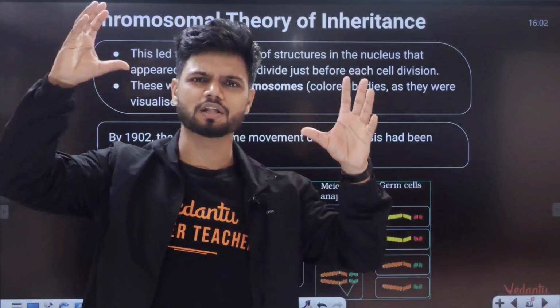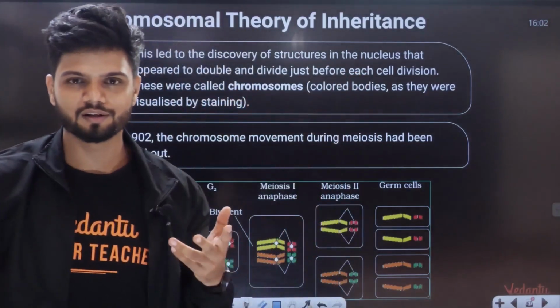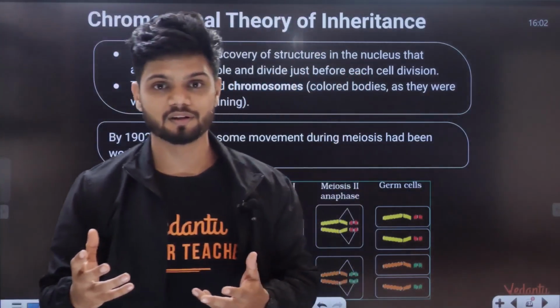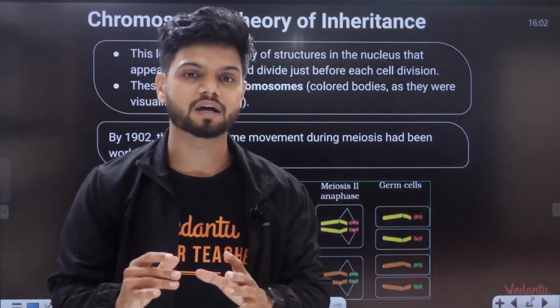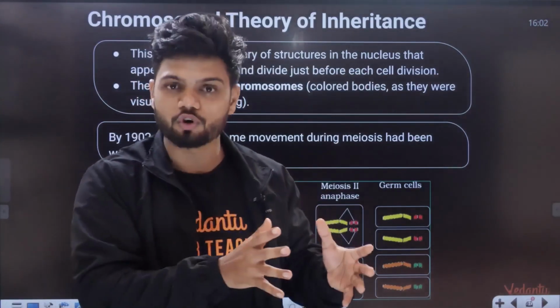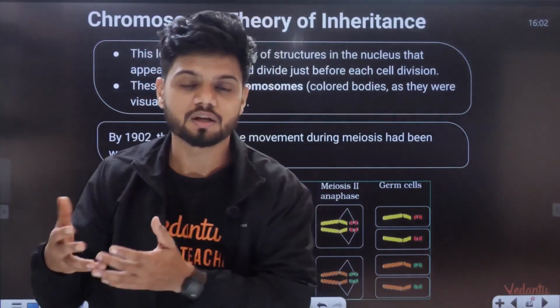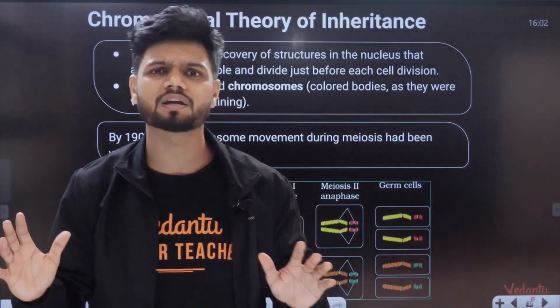It sounds very complex to hear, oh, chromosomal theory of inheritance, complex, isn't it? It's very, very simple. Chromosomal theory of inheritance tells you that the behavior of chromosome and behavior of a gene is same to same.